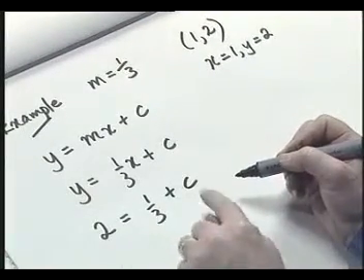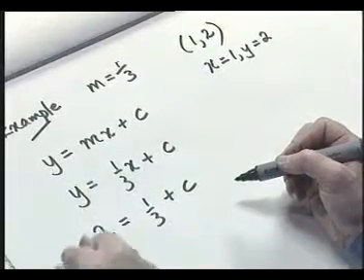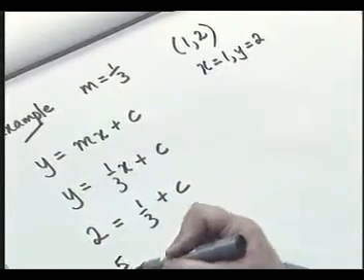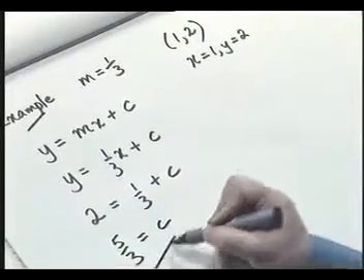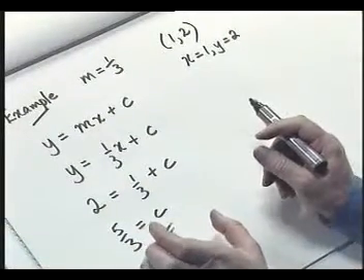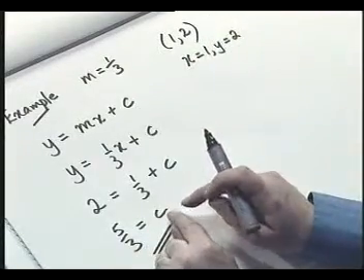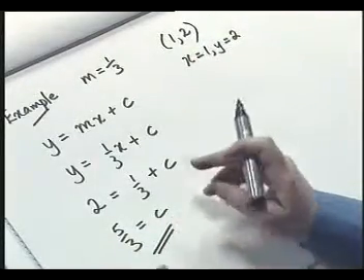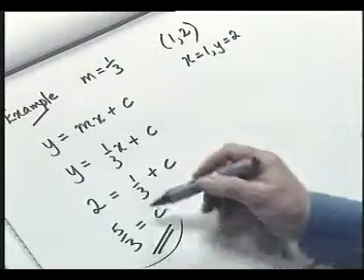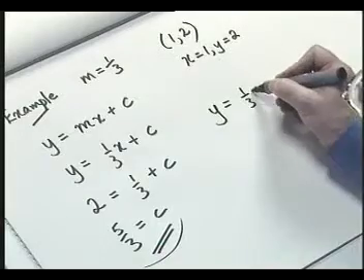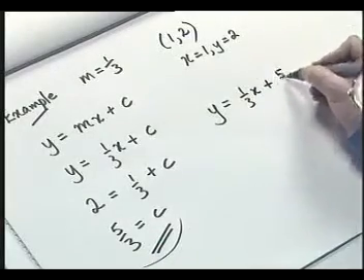From this, we can work out what c is. So 2 is the same as 6/3, and if we take a third off both sides, we'll have 5/3 is c. So you see we can use the information about a point on the line to find the vertical intercept c. So now we know everything about this line. We know its vertical intercept, and we know its gradient. So the equation of the line is y is a third x plus 5/3.